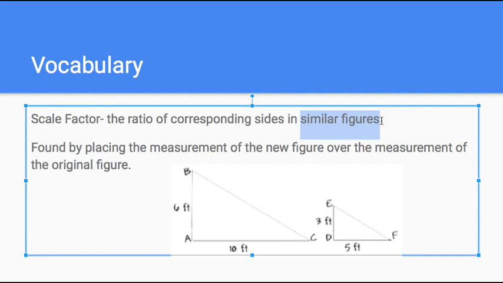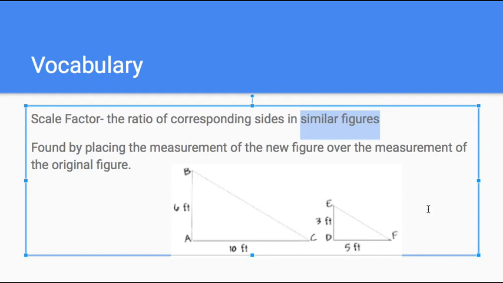So all of the angles are going to be the same in order for two figures to be similar, and the side lengths are going to be proportional to each other. So in this case we want to put the new over the original, and we're looking at corresponding sides, so the sides that match up. So here I have triangle A, B, C, and D, E, F. And if you notice, A and D are both the right angles. In this case, C and F are the angles made by the two longest sides.